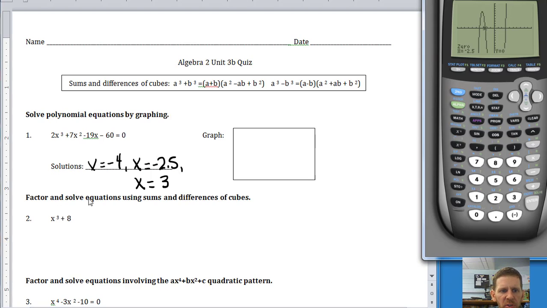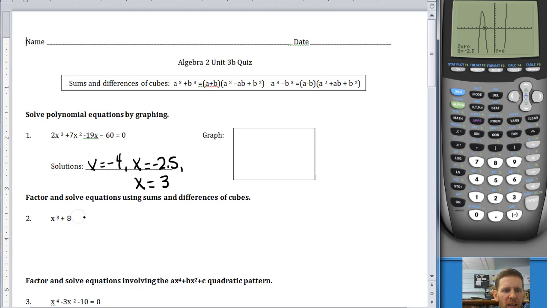Number 2, factor and solve equations using sums and differences of cubes. This is not an equation, so we don't have to solve it. We just have to factor it. And we're going to use these sums and differences of cubes formulas up here. Namely, we're going to use this one because it is a sum. x cubed plus 8 is the same thing as x cubed plus 2 cubed. So the things we're cubing in this problem are x and 2. Those will take the place of a and b in this formula.